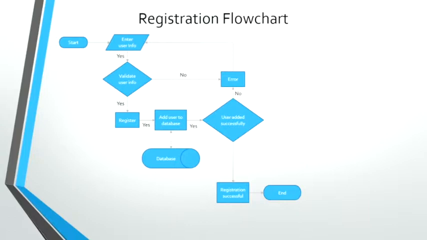This is the flowchart for the registration. We start and enter in the user info, then it validates that user info, and if it does not validate correctly, it gets an error and sends it back to re-enter in user info. If it does validate, it registers and it sends that user to the database. The database sends that information back, and then it is added successfully, and once the registration is successful, it ends.